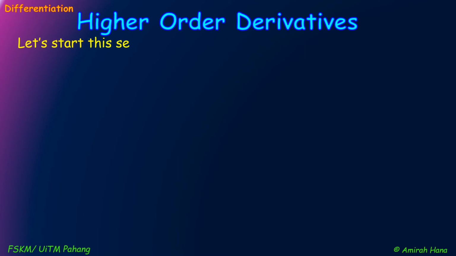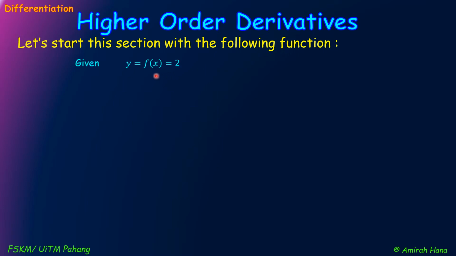For a quick example, let us start this section with the following function. Given y equals f(x) equals 2x to the power of 5 plus x to the power of 4 plus 3x squared minus 2x plus 5. By this point, we should be able to differentiate this function without any problems. Doing this, we get y' equals f'(x) equals dy over dx equals 10x to the power of 4 plus 4x cubed plus 6x minus 2.